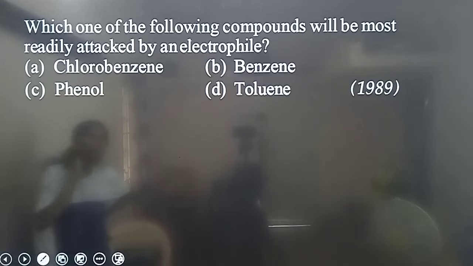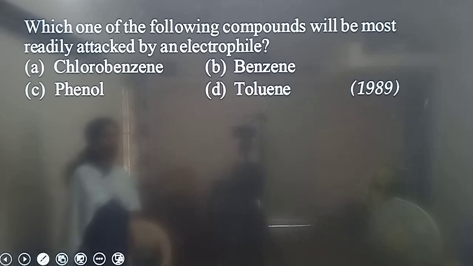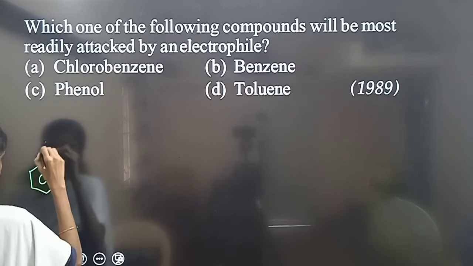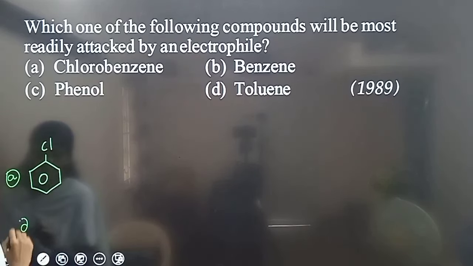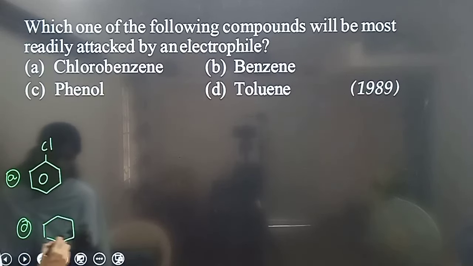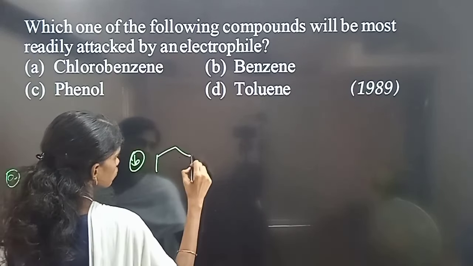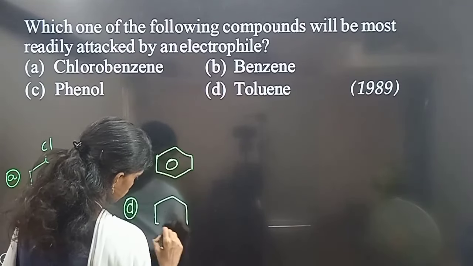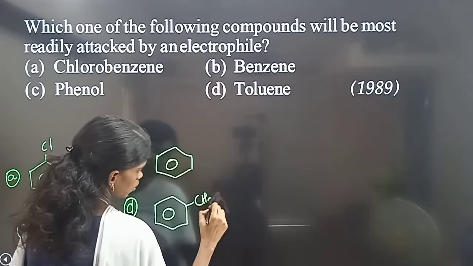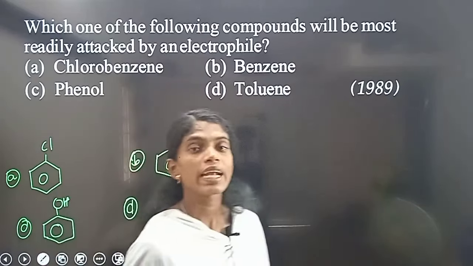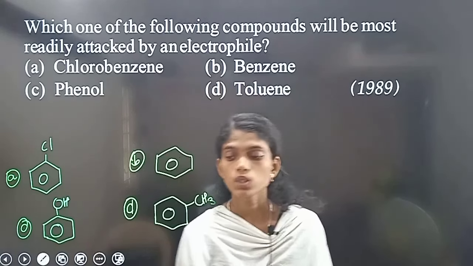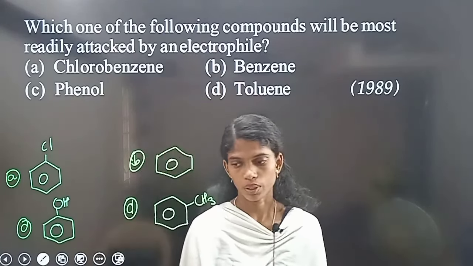Which one of the following compounds will be most readily attacked by an electrophile? So option A, chlorobenzene. If a compound should be readily attacked by an electrophile, there should be negative charge delocalization in the ring. Only if there is negative charge delocalization can the electrophile attack.